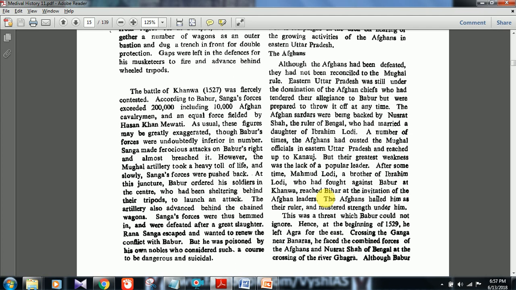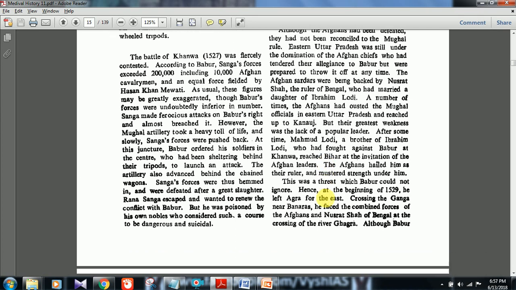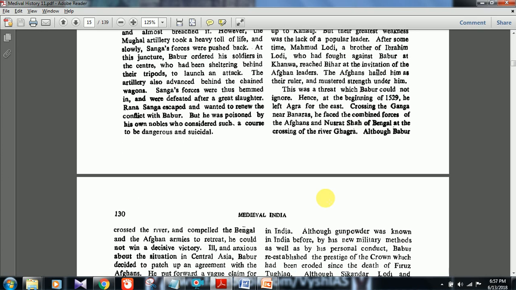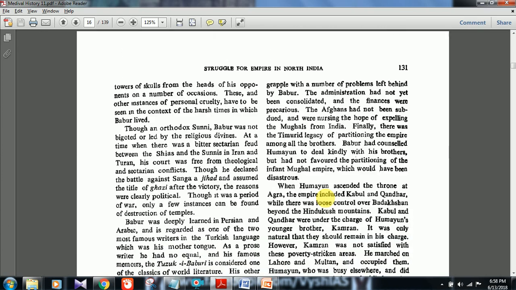Hence, at the beginning of 1529, he left Agra for the east. Crossing the Ganga near Banaras, he faced a combined force of Afghans and Nusrat Shah's Bengal at the crossing of the river Ghagra. All these locations you should know, because geography anyway we are learning, all the rivers.